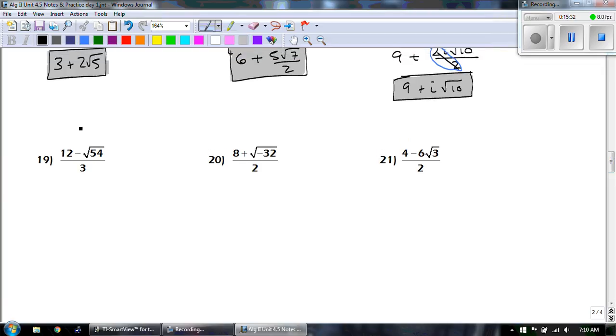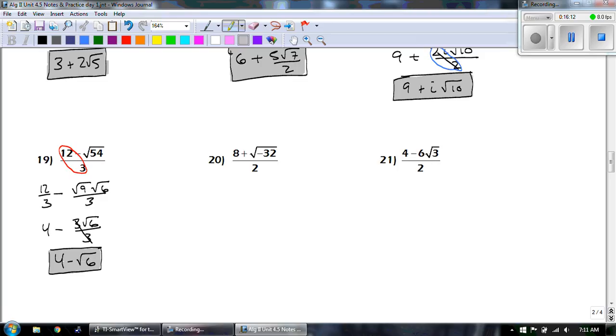All right, so we have 12 divided by 3 minus 54. How does that 54 break down into? Yeah, 54 breaks down to square root of 9 times the square root of 6 divided by 3. 12 divided by 3 is 4. Square root of 9 is 3. And 3 divided by 3 cancel out. So we're left with 4 minus the square root of 6, okay? So we're just simplifying this, making it easier to see.